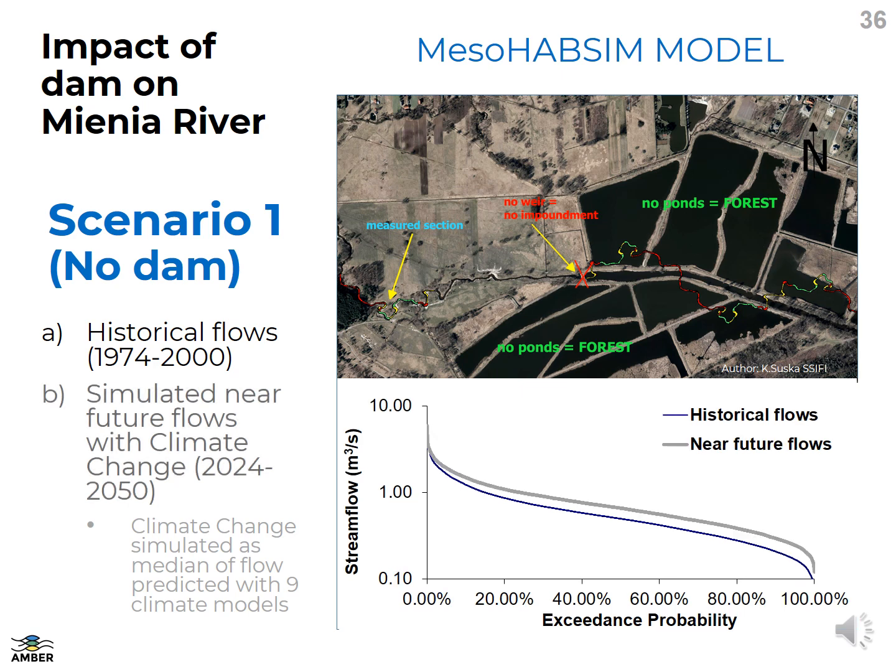Second, sub-scenario B simulated near future flow conditions, where we incorporate also impact of climate change. The near future considered the years 24 to 50. The climate change impact has been modeled with 9 climate change models, and median of flows predicted with 9 models was used for time series analysis.